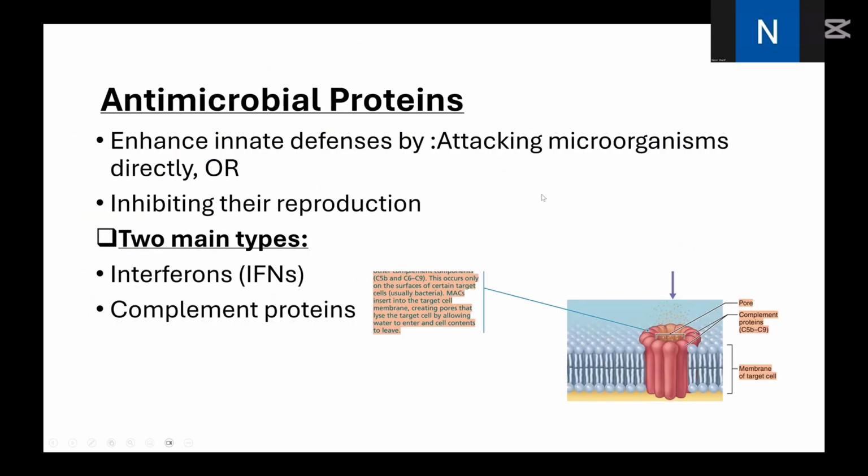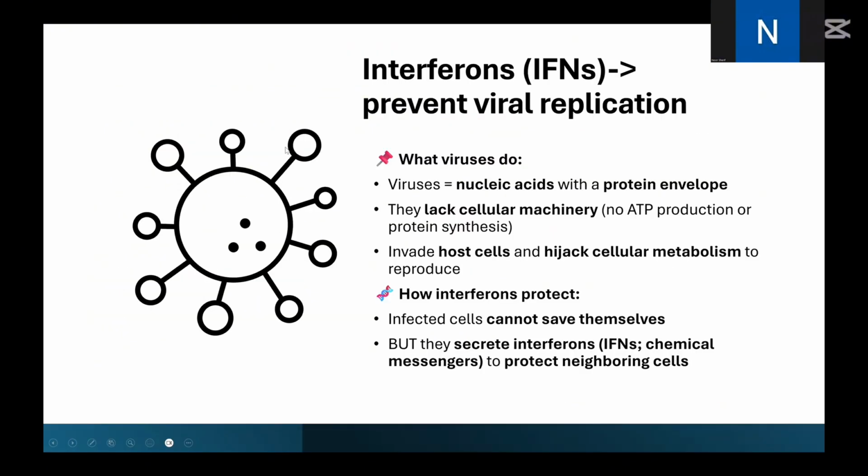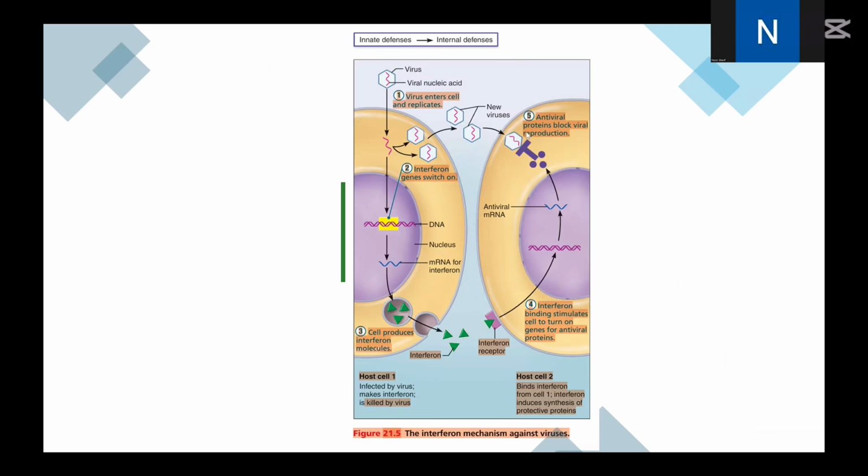Now, antimicrobial proteins. I do know that complement proteins are completely excluded from your material, but I know that interferons are included. They basically help to enhance innate defenses by attacking the microorganism or inhibiting their reproduction. Now, it will inhibit their reproduction indirectly, which is explained by interferons. Now, interferons are basically proteins that are released by infected viral cells so that they can protect the uninfected cells. Now, this whole process and figure is also excluded, but it's good to know how it works so that you can understand it, but I'm not gonna go into details since it's excluded.